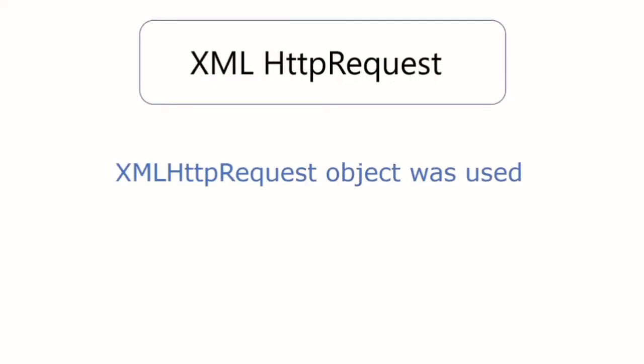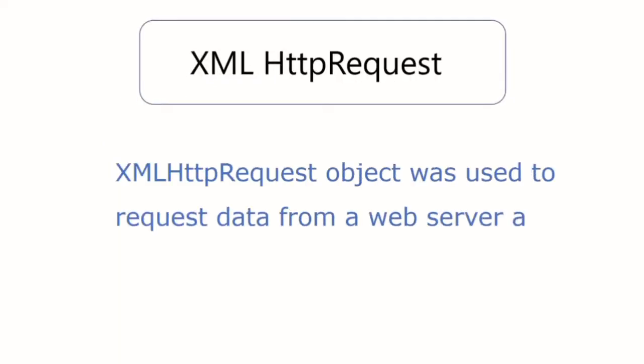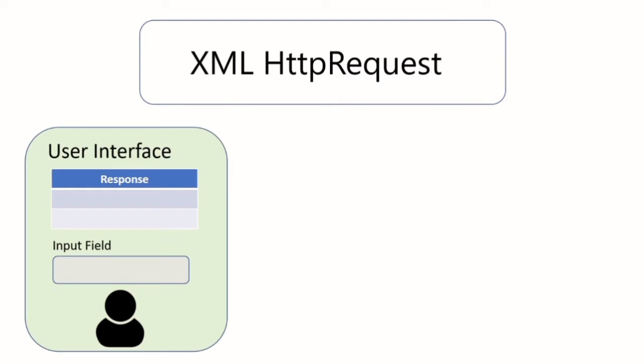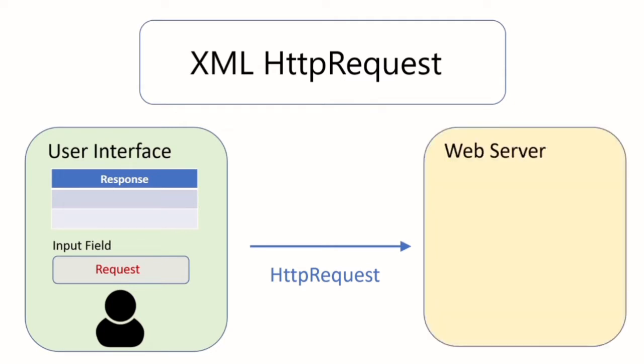XMLHttpRequest object was used to request data from the web server and update a web page without reloading the page. And this is the simple model for this XMLHttpRequest. This is the user, and this is the input field, and this is the response result. The user will input the request in this input field here, make a request, and the system is going to send this HTTP request to the web server.